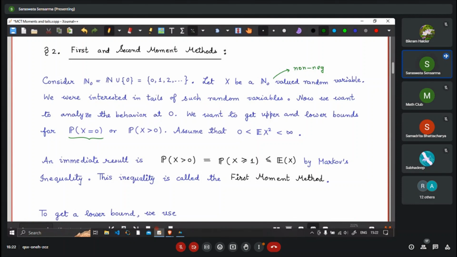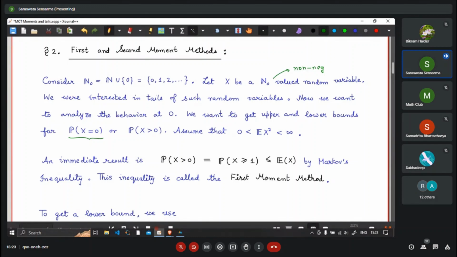If X is a counting random variable, this is often used to give existential proofs, whether one such object exists or not. You will see what I mean. Immediately you can see that the probability X is strictly positive, since X is integer valued, means it has to be greater than or equal to 1, which by Markov's inequality is bounded above by the expectation. Again, if the expectation is large, this doesn't mean a thing. If the expectation is close to 1 or much less than 1, then this inequality starts making sense. If the expectation is a lot larger than 1, it gives you no information. So this inequality is called the first moment method.